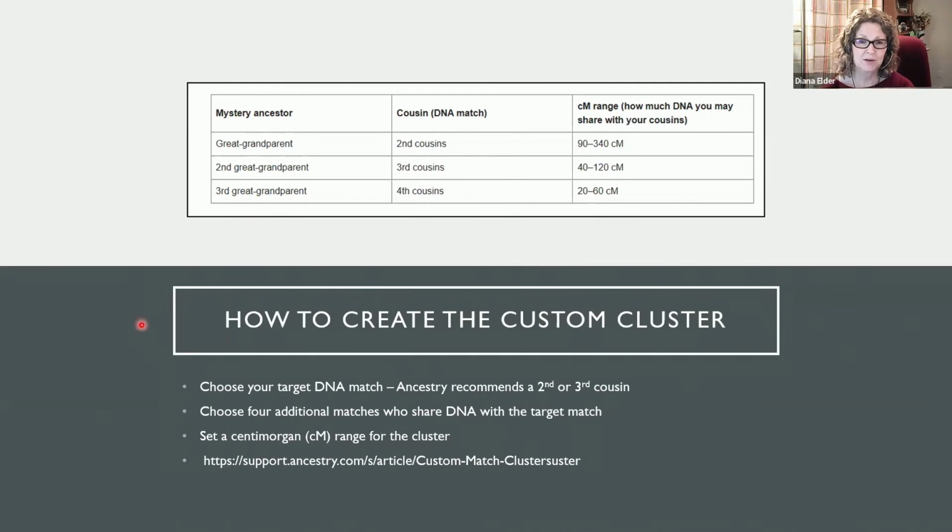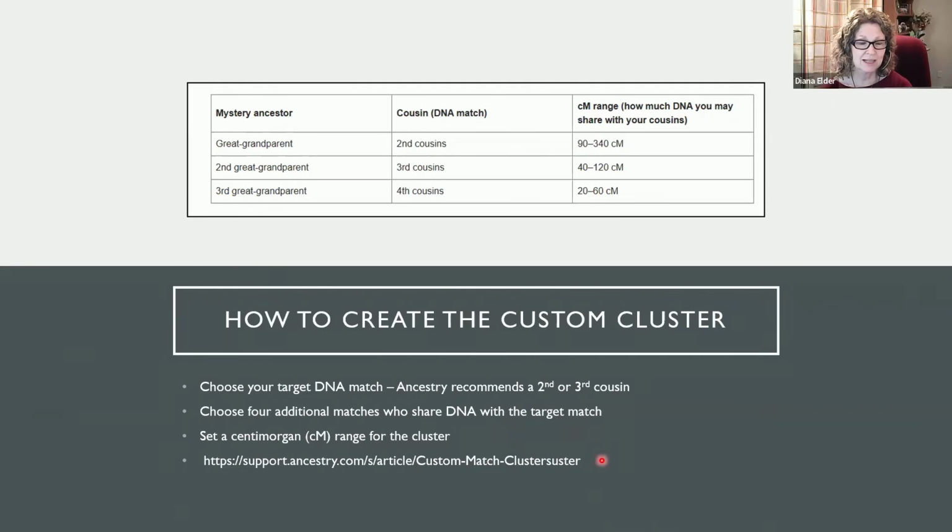So how you create your custom cluster is you have to choose a target DNA match. And Ancestry recommends that second or third cousin, but of course, you can choose whatever you want. And then you choose 4 additional matches who also share DNA with the target match. You set your centimorgan range for the cluster, and then you have it go ahead and do the cluster.